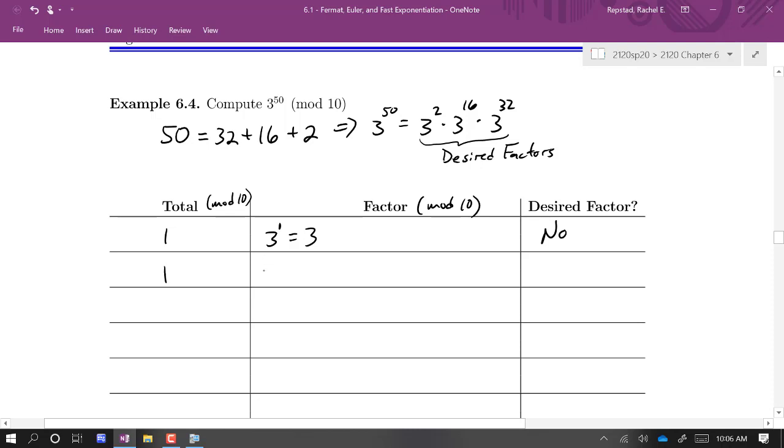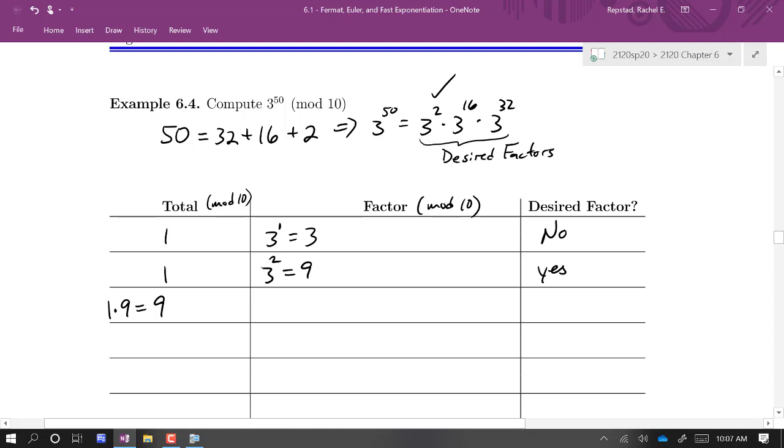Our next factor, we're just going to square things. So 3 squared, which is 9. That's already reduced mod 10. This is a desired factor. It's our first one. And our total changes. 1 times 9 is 9, and that's already reduced mod 10.